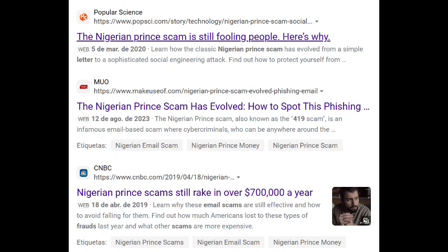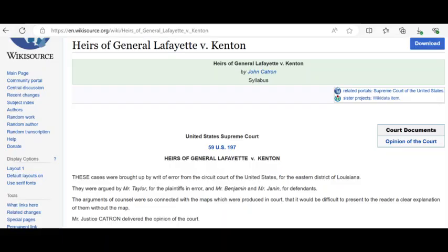So let's go ahead and look at some examples of scams that we are not taught are scams, but essentially speaking, were ways to acquire estates and land, large quantities of land, under false pretense. This starts with something, or somebody's, called the Heirs of Lafayette. Now, this is a court case called the Heirs of General Lafayette v. Kenton. And this is the United States Supreme Court, 59 U.S. 197.